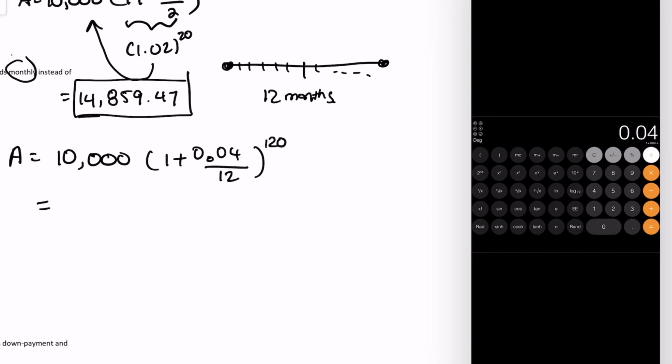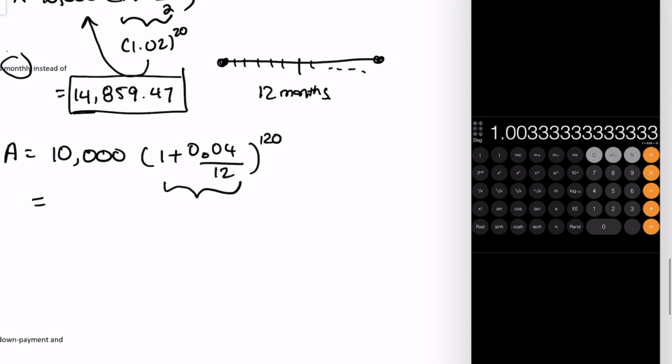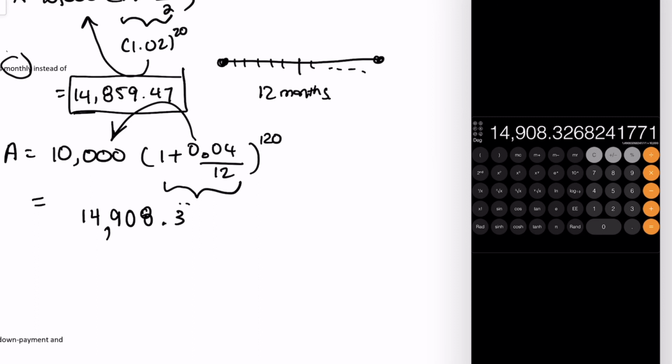0.04, divide that by 12, and then you get this crazy number. I'm just going to keep the whole thing. So that crazy number is this. Raise that to the power of 120, and then we times that by 10,000 bucks. There we go. So 14,908. So I guess it's a little more than the value up above. So in general, the more frequent you compound your money, the better value that you're going to get.